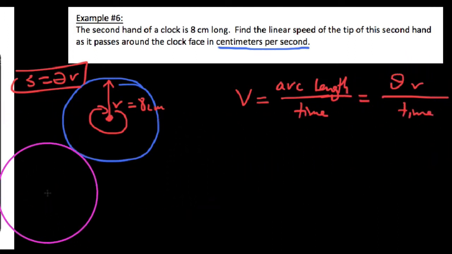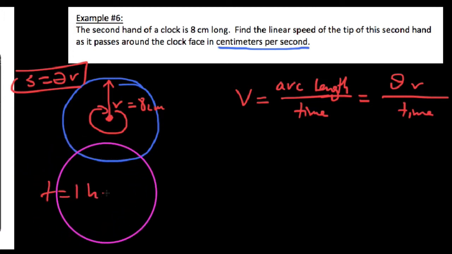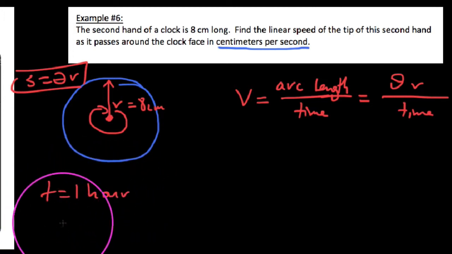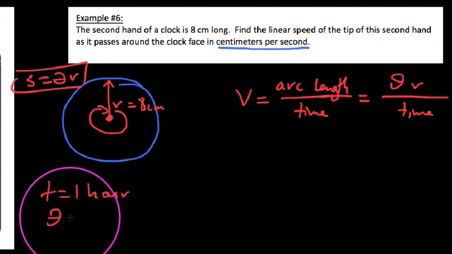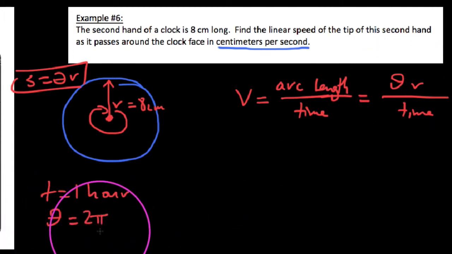So let's write this down. When time equals 1 hour, we will have spun around this clock 1 complete revolution. What would our angle be? Then our angle would have to be 2 pi radians. You're going to go 2 pi radians every hour. And also our radius length, we want to record this here. Our radius length in this case is 8 centimeters.